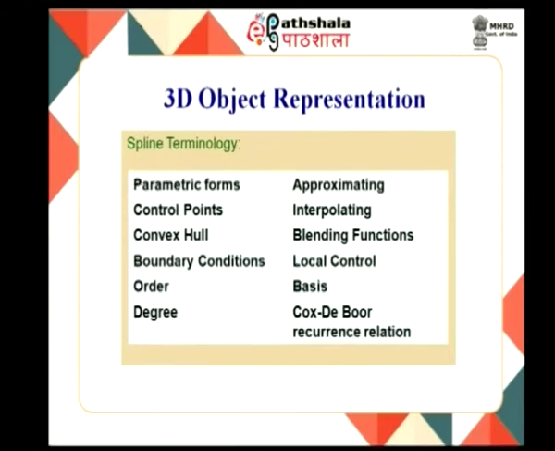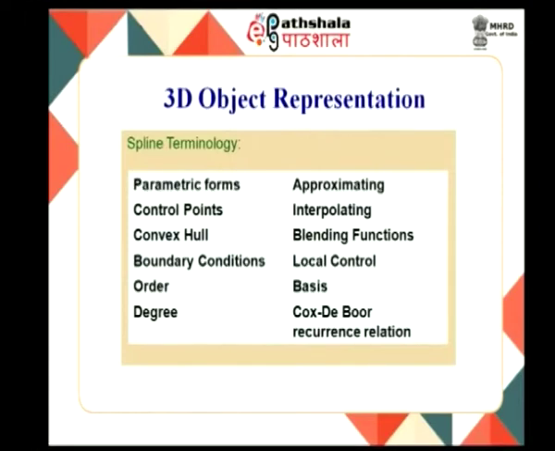Control points, convex hull, boundary conditions, order and degree are for polynomial functions. We know that we have got order and degree. Degree is the highest power to which the variable is raised, and order is actually always one higher than the degree. Okay, and approximating and interpolating type of splines, blending functions.